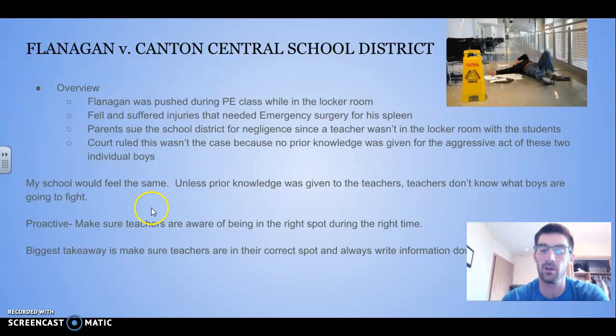My school would feel the same way unless prior knowledge was given to the teachers. Teachers don't know when or what boys are going to fight. It could be a daily thing, to be honest. Proactive measures for me is to make sure students are aware of being in the right spot at the right time. I don't fully believe that teachers should have to go through the locker room while kids are changing, and that gets into the whole sexual harassment thing.